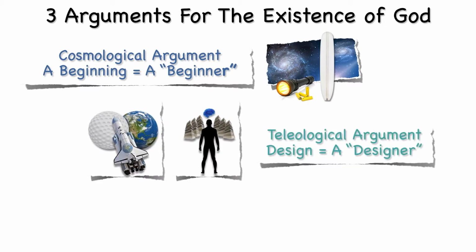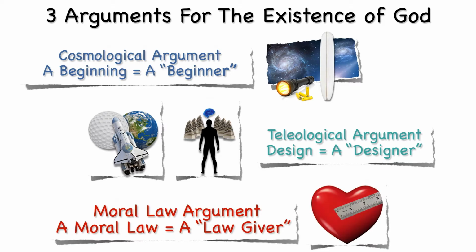Argument number 2 is the teleological argument, which says that both the universe and life display evidence that they were precisely designed. Since they were designed, they had to have a designer. Argument number 3 is the moral law argument, which tells us that since we all have the moral law within our hearts, some call it conscience, which helps us to know right from wrong, since we have this moral law within us, someone must have put it there. There must be a moral lawgiver.